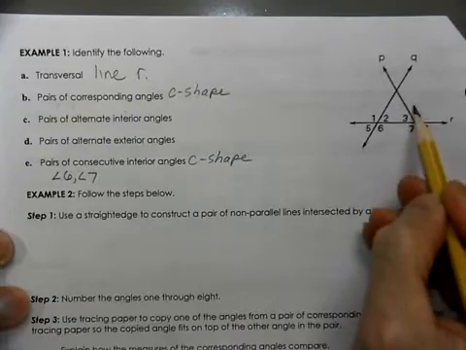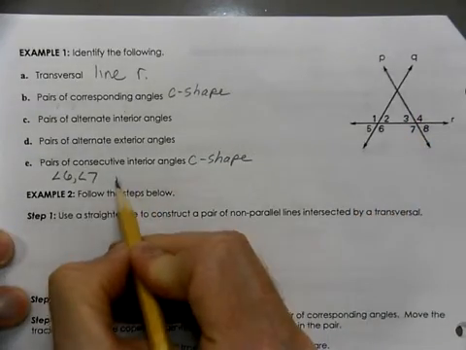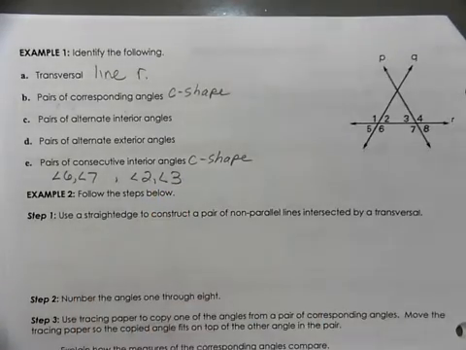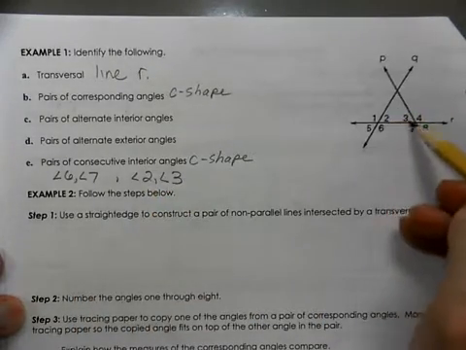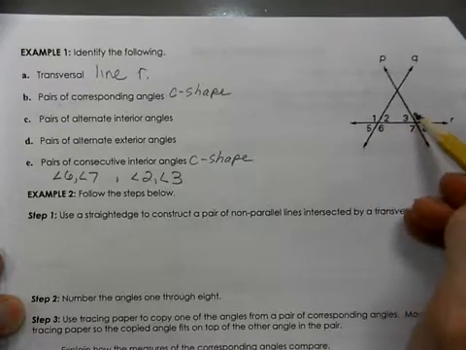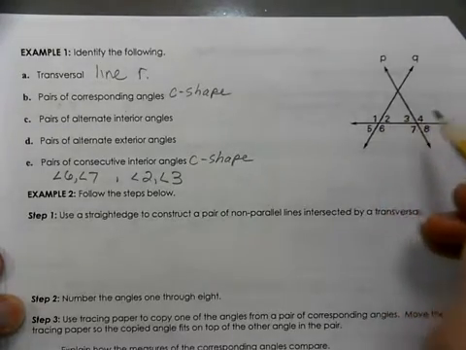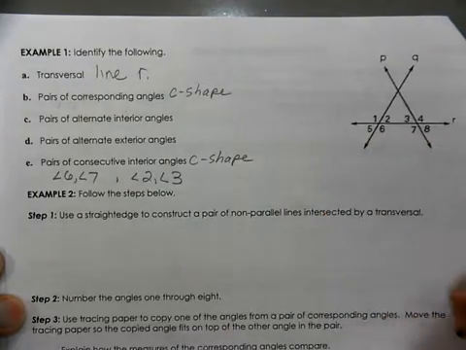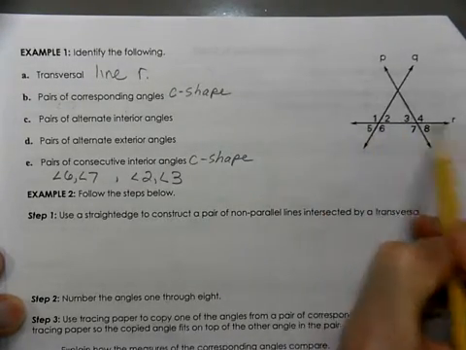Or up here you would have angle 2 or angle 3. Those are the two angles that are making some sort of a U shape. They're interior because they're inside the P and the Q, and they're on the same side of R.